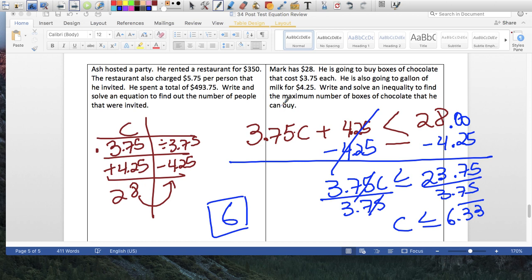So the maximum number of whole boxes of chocolates that he could buy was 6. Okay, so what I'd like you to do is, if you've been correcting or just checking all your work, send me a message via the class website letting me know which section or which areas you would like to work more on next week. Okay?